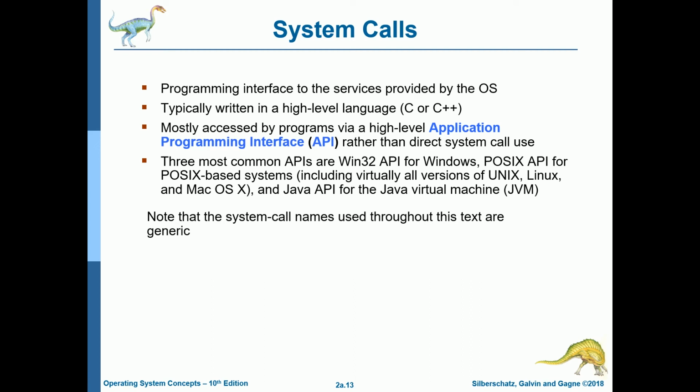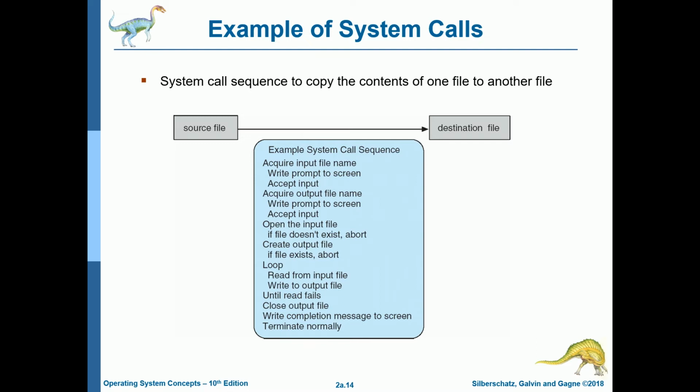Going into a little more detail, system calls provide an interface to the services made available by the operating system. These are typically written in a high-level language like C++. Now, these system calls are mostly accessed by programs via a high-level application programming interface, otherwise known as an API. An example of a system call is if you have a source file that goes to a destination file, where we are copying the contents from one file to another. These are all of the system steps that are required in order to do that.